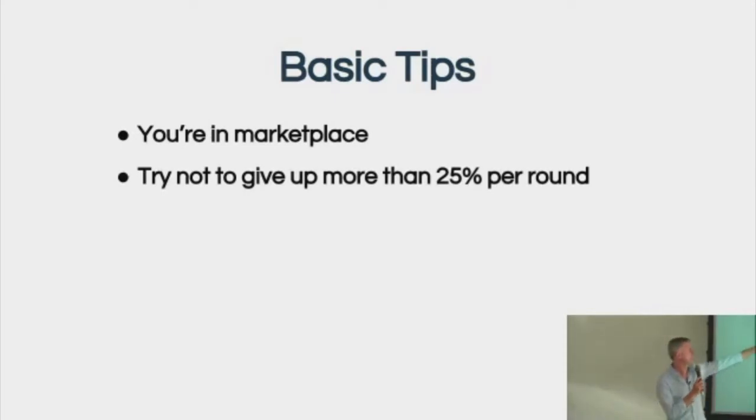And as a rough rule of thumb, try not to give up more than 25% per round. I broke that rule with SlideRocket when we raised money. We sold to investors 28.5%, but it all worked out. So again, it's a rough rule of thumb. But I have seen some people get into trouble where, like with the first investor, they give away 50% of the company, and then it just gets harder down the line because there's not quite enough equity to work with.